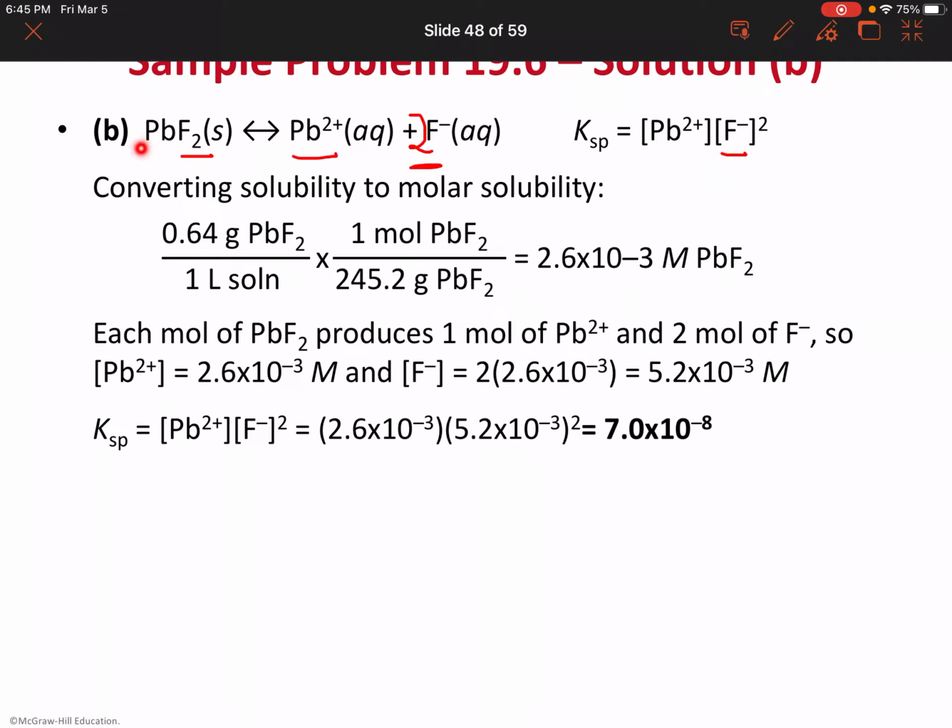1 mole of lead fluoride gives you 1 mole of lead. 1 mole of lead fluoride gives you 2 moles of fluoride. So we have to use that ratio. Lead 2 plus would be the same amount. So the fluoride would be 2 times of this, 5.2 into 10 to the negative 3. And then when you put it into the KSP expression, lead 2 plus is 2.6 into 10 to the negative 3. And then the fluoride is going to be this amount, raised to the power 2. That will give us the KSP.